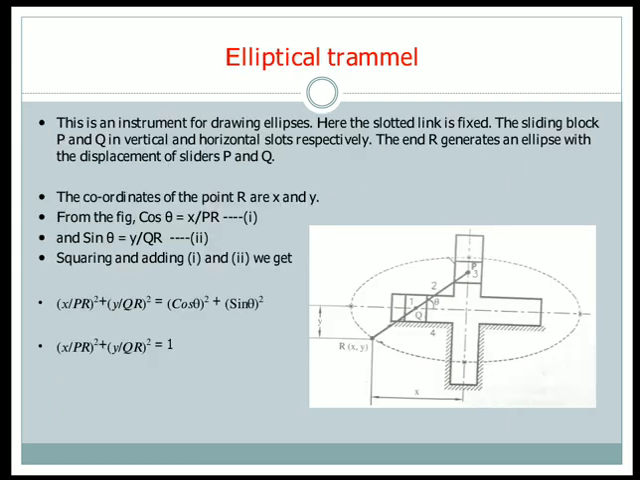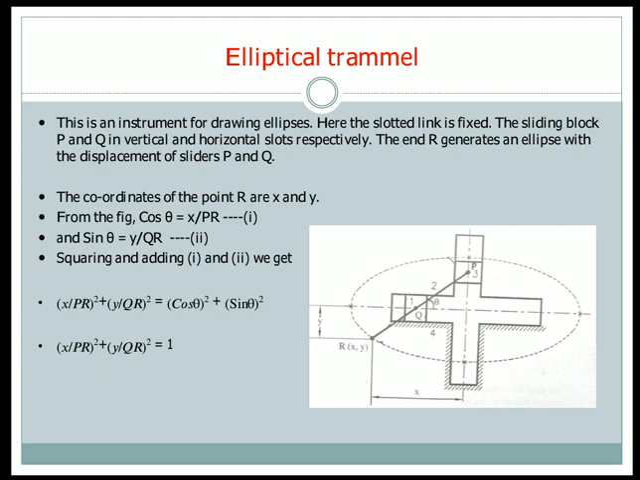As the name itself suggests, this is an instrument used to draw ellipses. Here the slotted link is fixed. You can see that there are four links, and link 1 and link 3 are sliding pairs and link 2 is a turning pair. Link 4 is a frame, it is fixed, and link 1 and link 3 can slide inside the frame. There is a long rod attached to link 1 and 3, and the end of the rod is point R, and it will trace the ellipse.